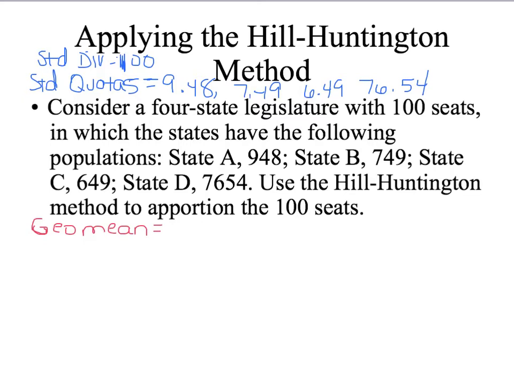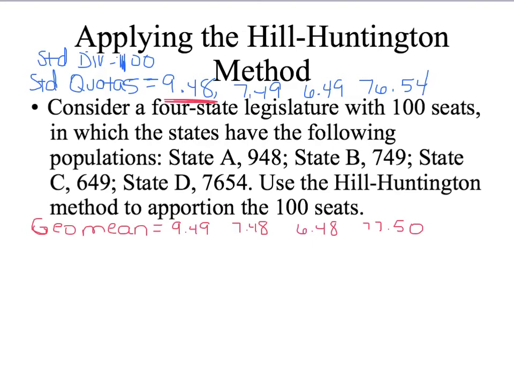for each one. So the square root of 9 times 10 is 9.49. And the square root of 7 times 8 is 7.48. The square root of 6 times 7 is 6.48. And the square root of 76 times 77 is 76.50. And the rule of thumb is when you compare the quota, if the quota is greater than or equal to the geometric mean, you're going to round it up.